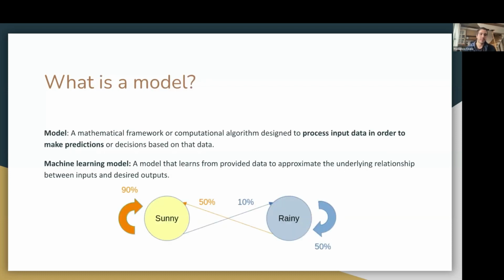So let's start from what is a model. We already introduced it as a mathematical framework to process input data in order to take decisions based on the data. Let me spend just a couple of words on what we mean by data, what we mean by input data. So in general, data are numbers, and these are numbers organized in some way.